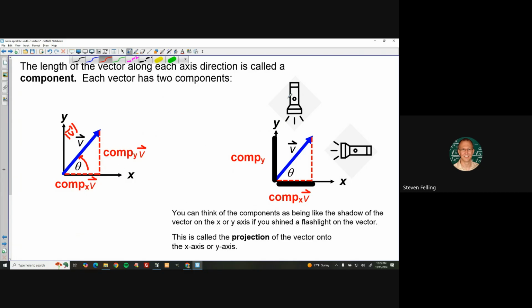Then if you imagine that you shined a flashlight perpendicular to the x-axis here, the shadow this would cast is called the x component, or the component in the x direction of the vector. And if you shined a flashlight this way, it would cast a shadow of length y. And those things are simply the same as converting from polar.